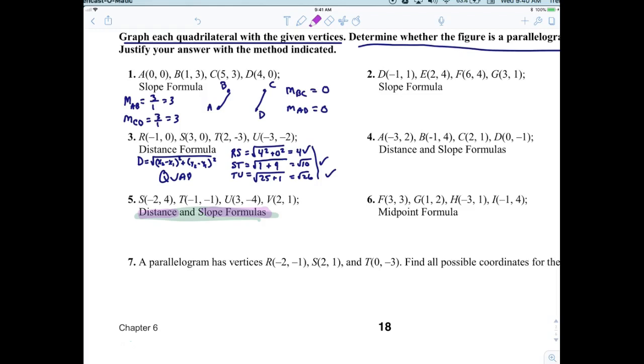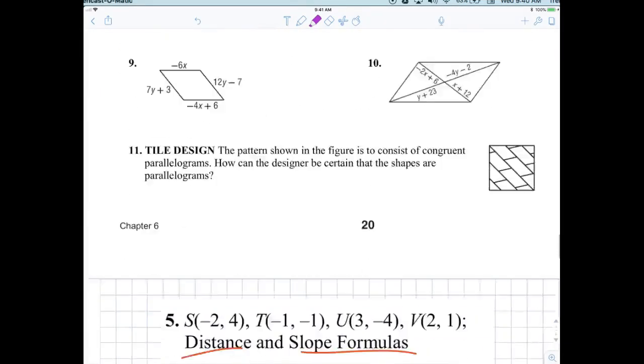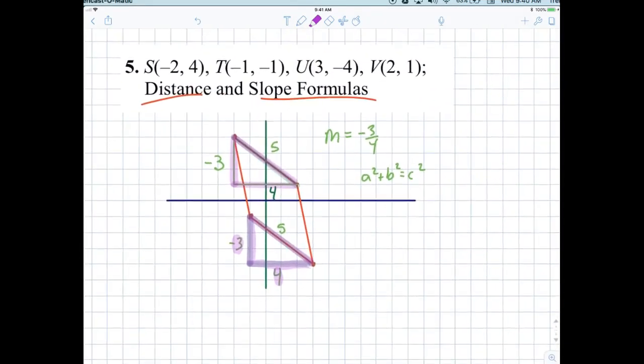Hold on, Mr. Butler. Can you go back to the drawing? Yes, I can. Here we go. I'm listening. How do you know those are right triangles? How do I know they're equal?